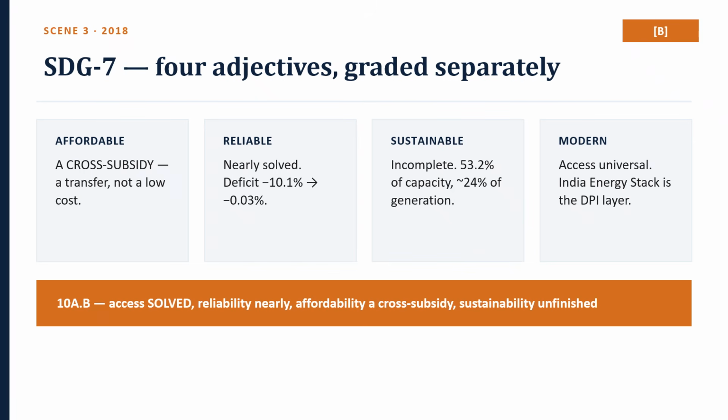A solar plant runs at a capacity utilization factor in the high teens to low 20s. A coal plant at a plant load factor of 65% produces 3 times as much from the same nameplate rating. So a megawatt of solar and a megawatt of coal are the same number and not the same thing. So India crossed the 50% non-fossil capacity milestone ahead of its 2030 commitment, and that achievement is real.